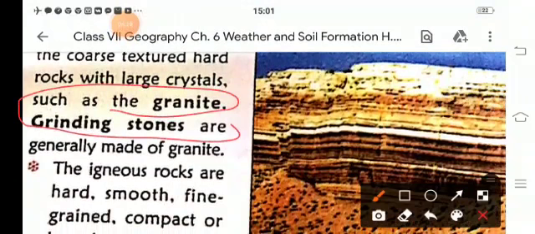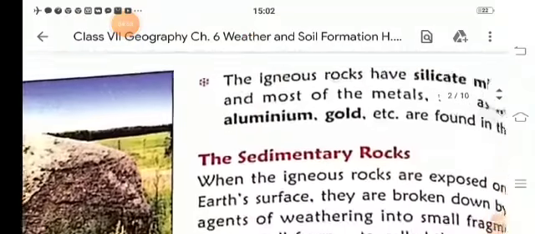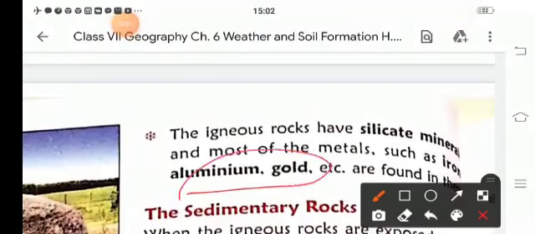The igneous rocks are hard and smooth. These rocks do not have fossils of any animals or plants. They are smooth, they are hard, and they don't contain any fossils. Most of the igneous rocks give us iron, coal, aluminium.